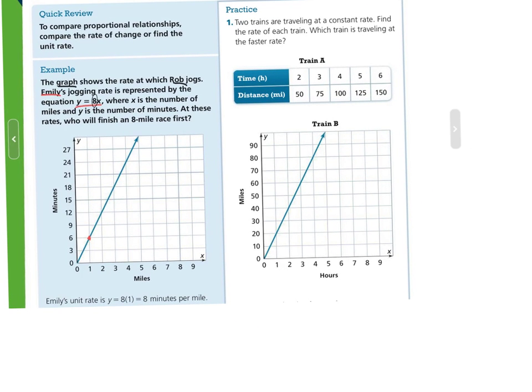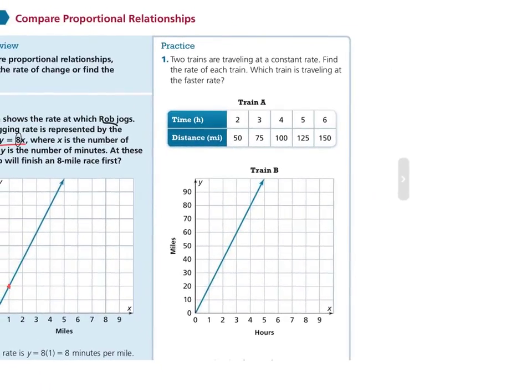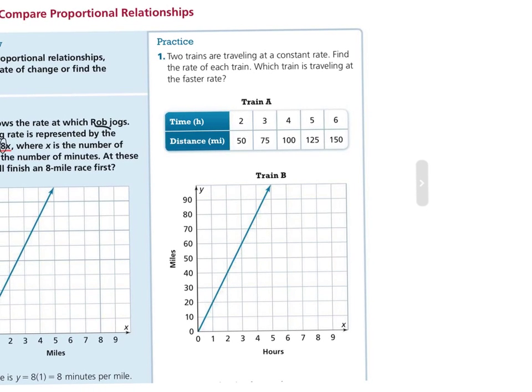Okay, so that's kind of backwards. Like I said, normally the time is the x-axis, so they put it backwards for some reason. Our question over here, number 1, this is a little bit better because we've got the time as the x-axis. 2 trains are traveling at a constant rate. Find the rate of each train and which train is traveling at the faster rate.